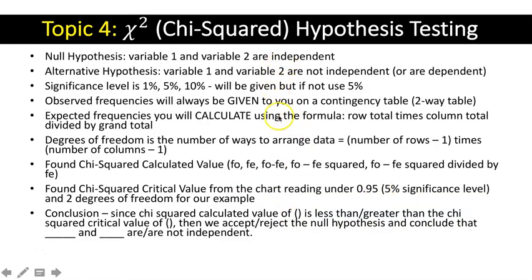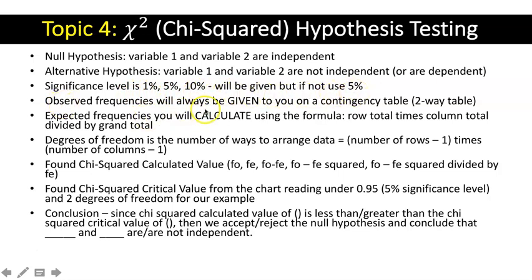So this is basically a little bit of a breakdown or recap of all the stuff we've done for hypothesis testing. Number one, like I said, you have to identify the null hypothesis that says variable 1 and variable 2 are independent. The alternative hypothesis is next, and it says variable 1 and variable 2 are not independent. Your significance level will either be 1%, 5%, or 10%. If they don't give you one, just go ahead and use 5%.